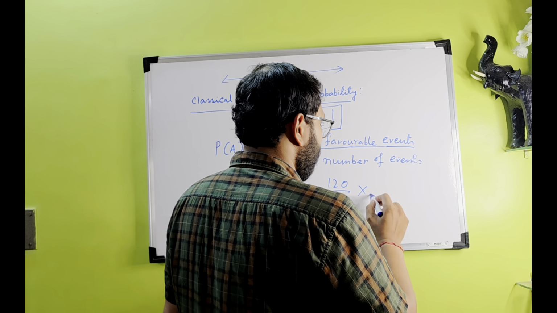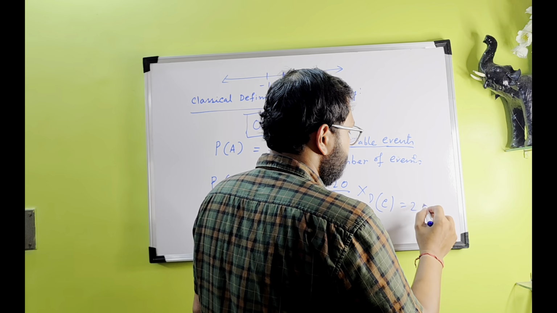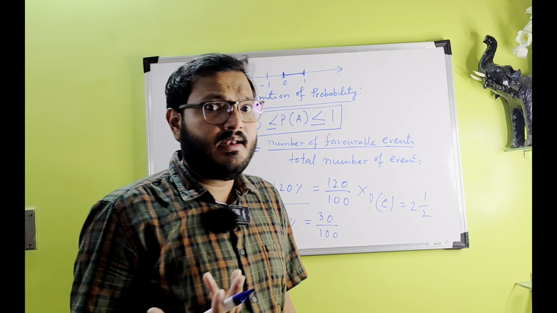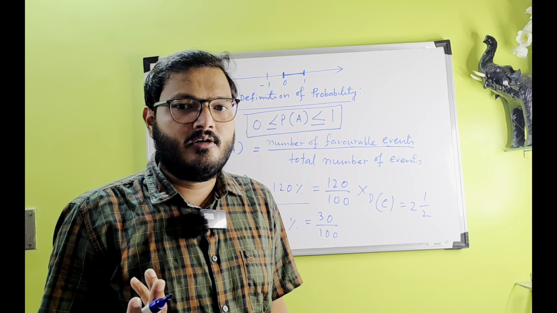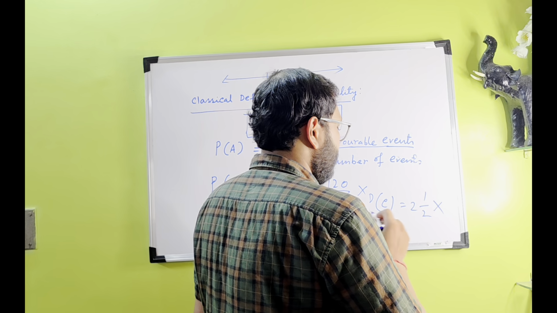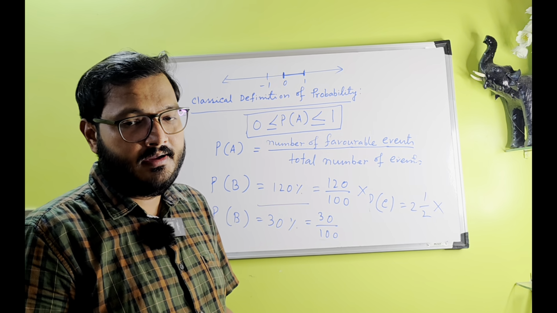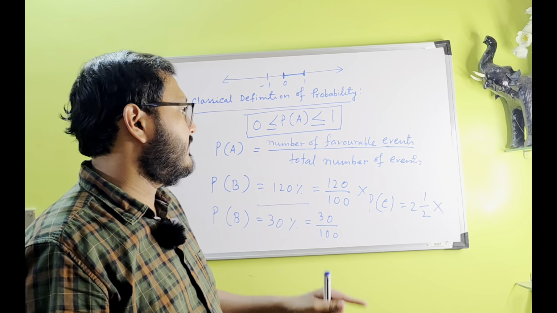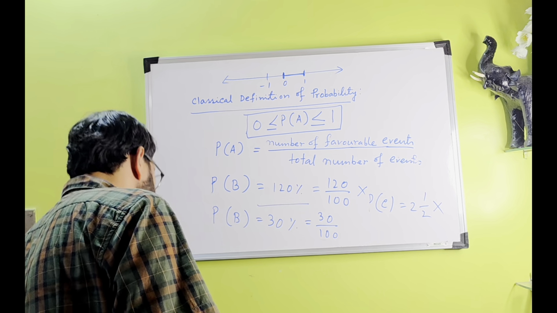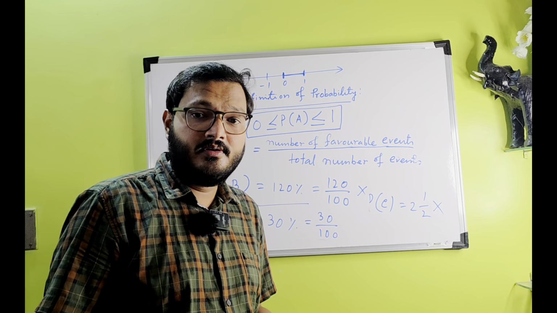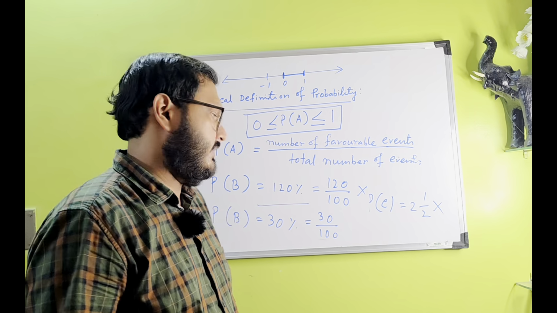If the probability of any event C is 2.5, can it be? No, it cannot be. So it cannot be the probability of any event. Hope it's clear why the probability of an event is always greater than or equal to 0 and less than or equal to 1.